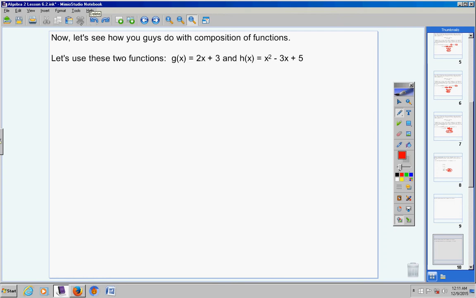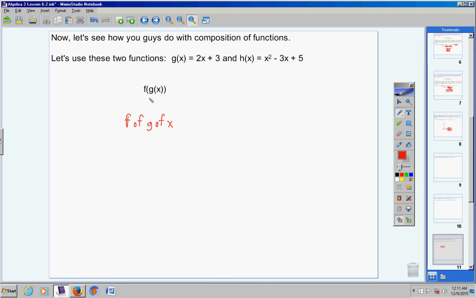Alright, I'm going to move on. Feel free to pause the video if you need to. Now, this is what composition looks like. We read it like this. F, you might want to make note of this. F of g of x. F of g of x. That's how you read this, okay?